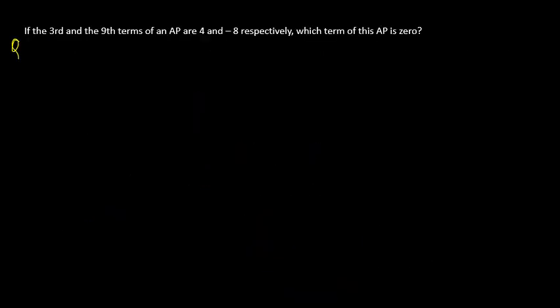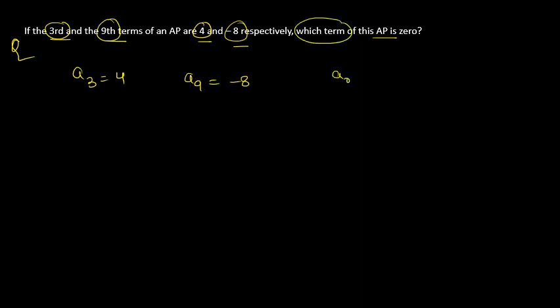Now, what is given here is another statement form question. If the third and ninth terms of an AP are 4 and minus 8, then which term of the AP is 0? So how you can formulate it into the formula form? See, third term is 4. That means A3 is 4. Ninth term is what? Minus 8. That means A9 is minus 8. You have to find out which term, that means general term, which is 0.